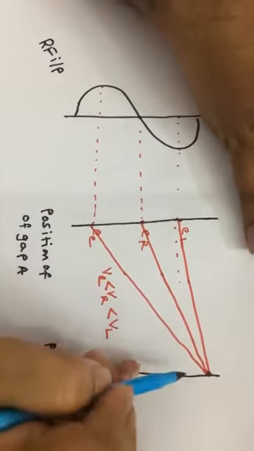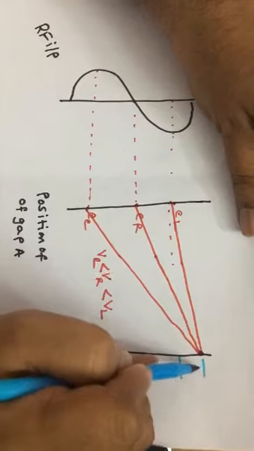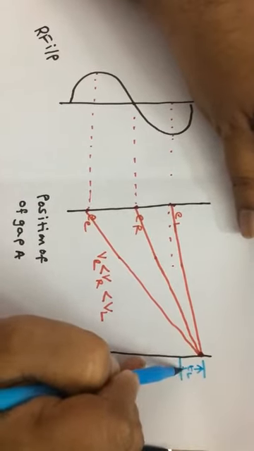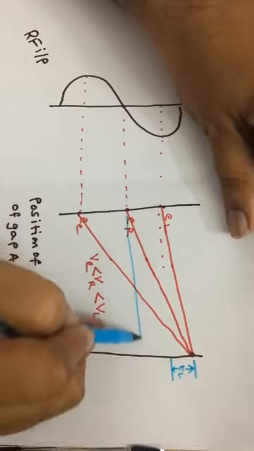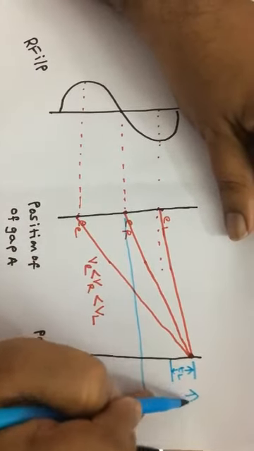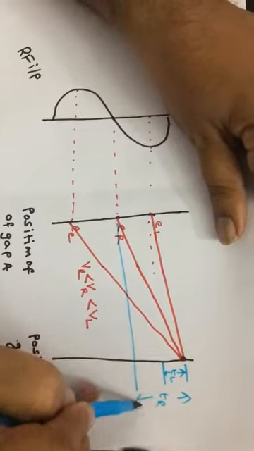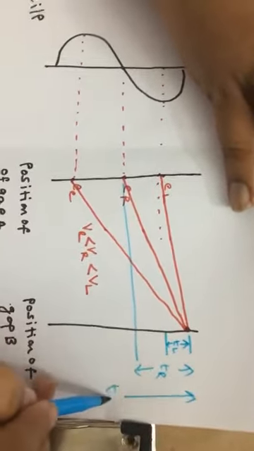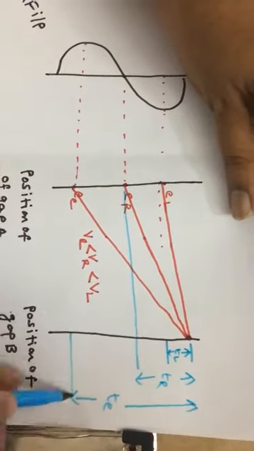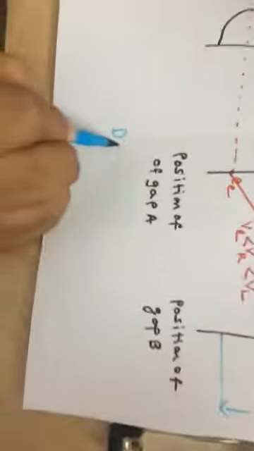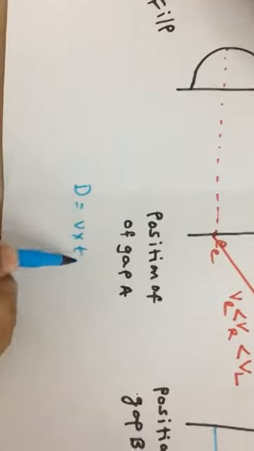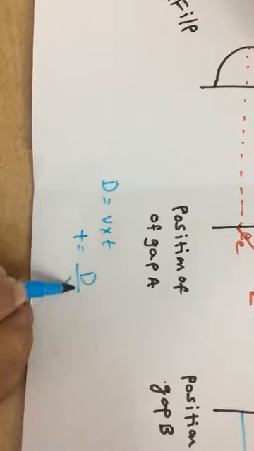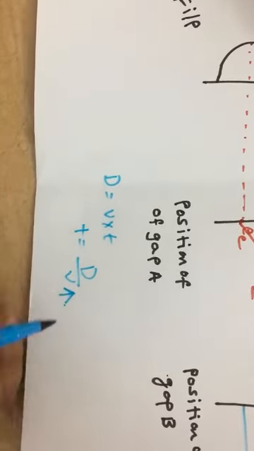Similarly, the time taken by the late electron is very less compared to the reference electron and early electron. From the fundamentals of physics, we know that distance is equal to velocity into time. Time is equal to distance by velocity. If velocity increases, obviously what happens?